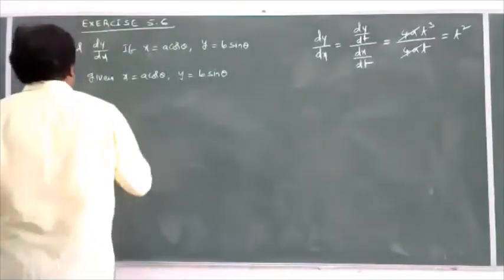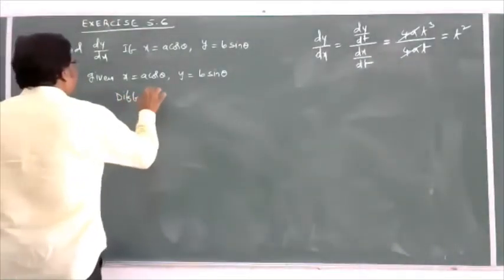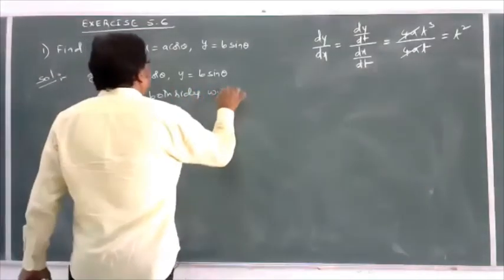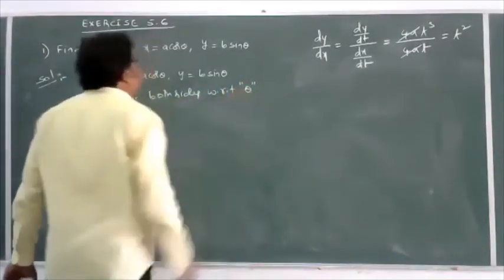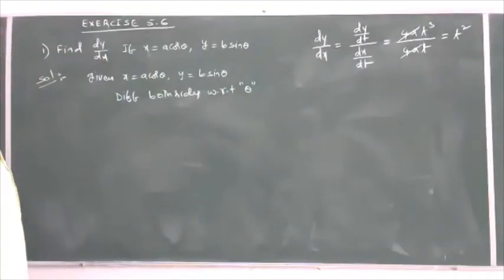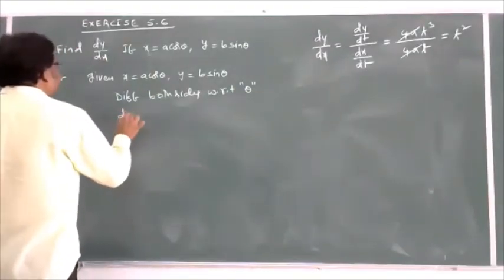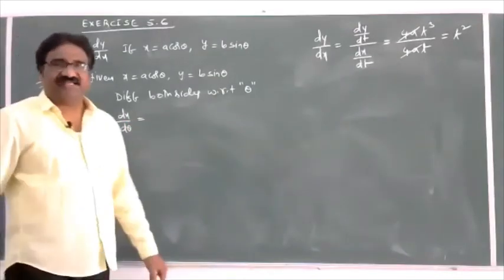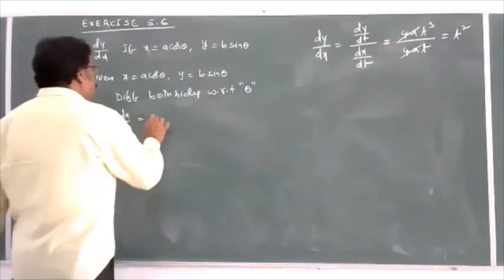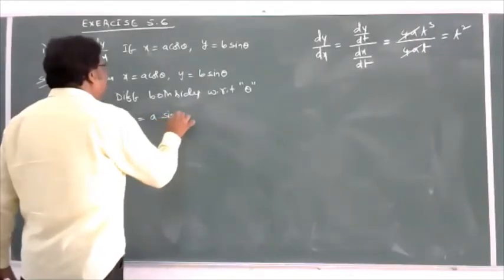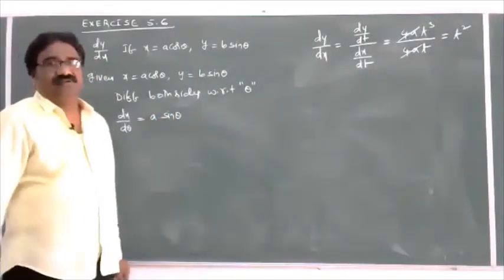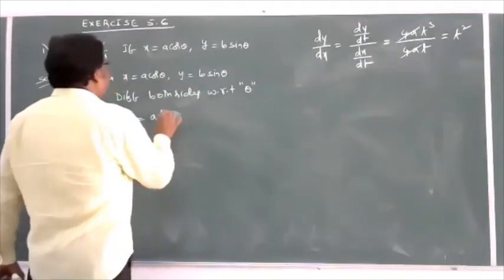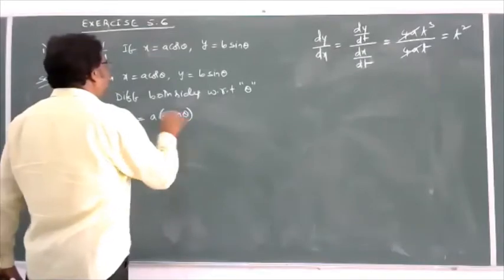So here, differentiating both sides with respect to theta, that is dx by d theta is equal to a into cos theta derivative. What is cos x derivative? Minus sin theta, sorry. Cos theta derivative is minus sin theta.